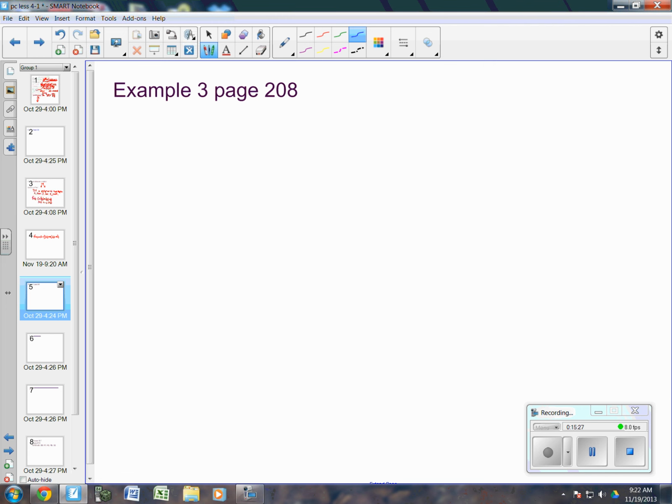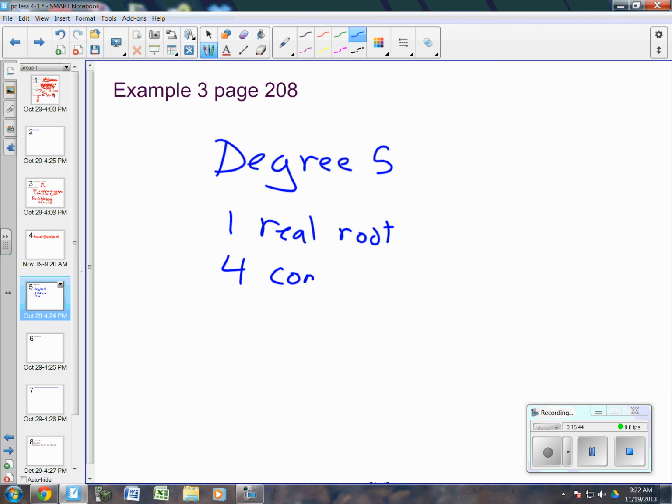So if you have degree 5 and it crosses and it has one real root, it has to have a total of 5 roots. We just learned that in the fundamental theorem of algebra, right? So 4 have to be what we call complex roots or imaginary roots. They use the word complex to describe the imaginary ones. I don't know why, but they do. Because complex really should describe all the roots, real and imaginary. But that's what you get.